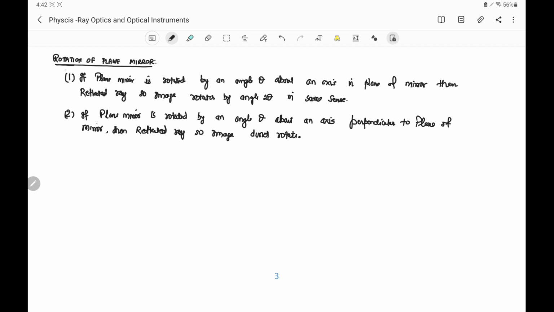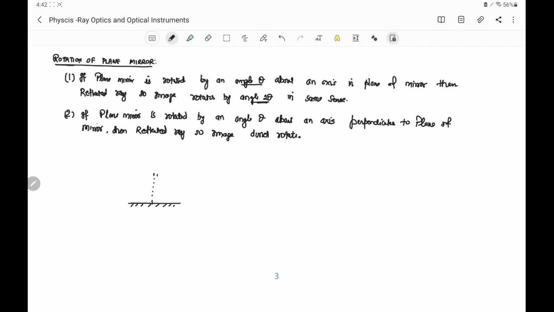Next important topic is rotation of the plane mirror and its effect on the reflected ray. If the plane mirror is rotated by an angle of theta about an axis in the plane of mirror, then reflected ray and so image rotates by angle of 2 theta in the same sense. That means if mirror is rotated clockwise, then the reflected ray also gets rotated clockwise by an angle of 2 theta. And if mirror is rotated anti-clockwise, then the reflected ray and so image will be rotated by angle of 2 theta in anti-clockwise.